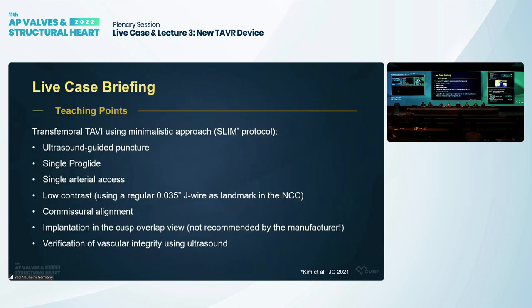Next slide. So these are the teaching points. Transfemoral TAVI with a minimalist approach, according to the SLIM protocol, which was published by Dr. Kim in the International Journal of Cardiology last year. We have an ultrasound-guided puncture, which we would like to show you. A single ProGlide is aimed for single arterial access. We would like to show low contrast usage, using a J-wire as the marker in the non-coronary cusp. We approach commissural alignment, and we would like to implant in the cusp overlap view, which, however, is not recommended by the manufacturer. Finally, verification of the integrity of the vasculature is performed using ultrasound again at the end. Thank you very much.